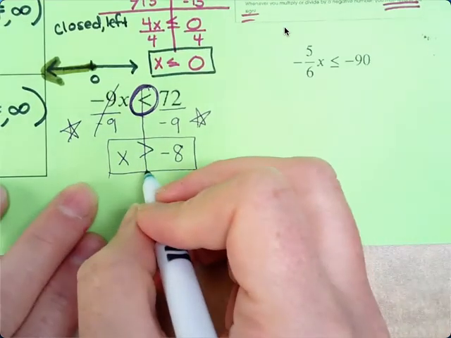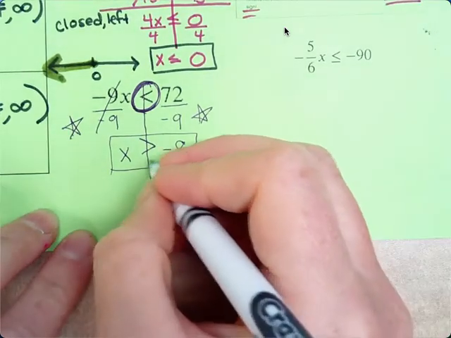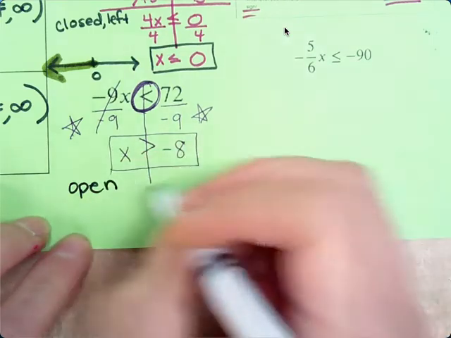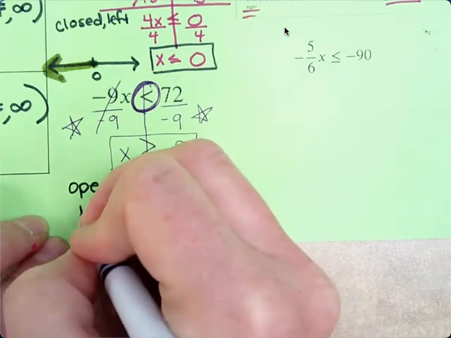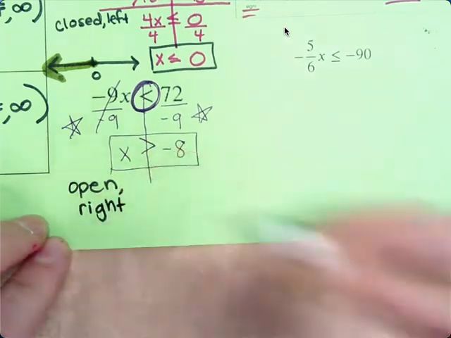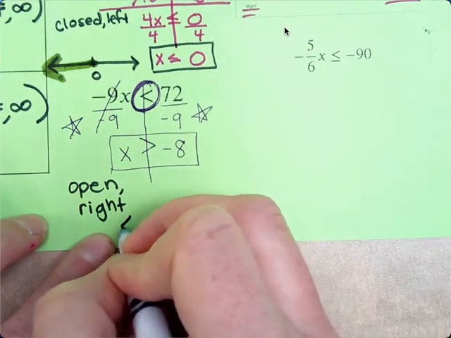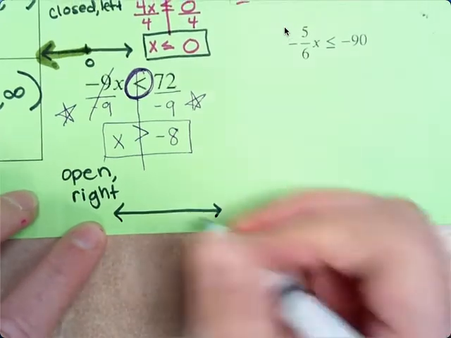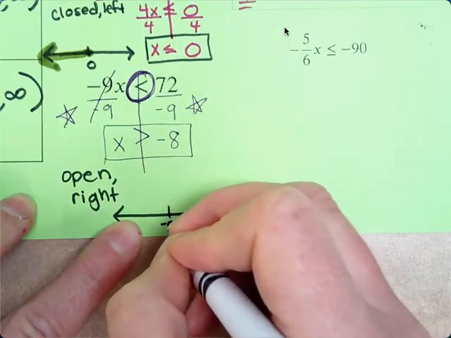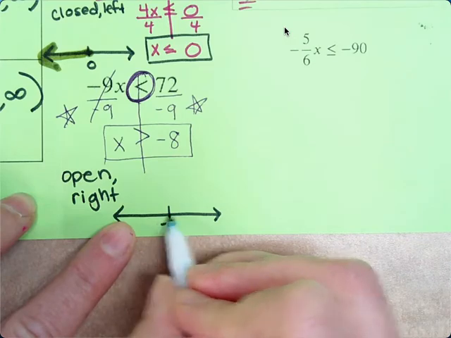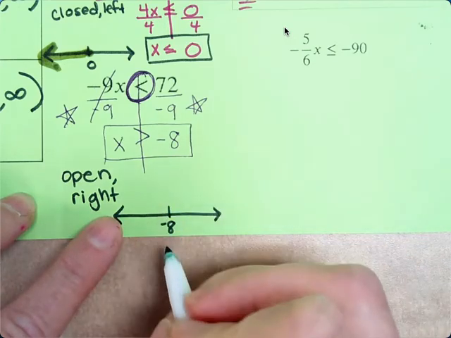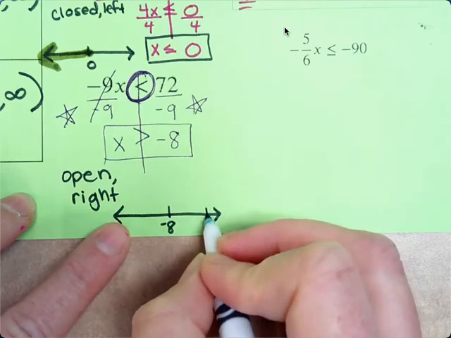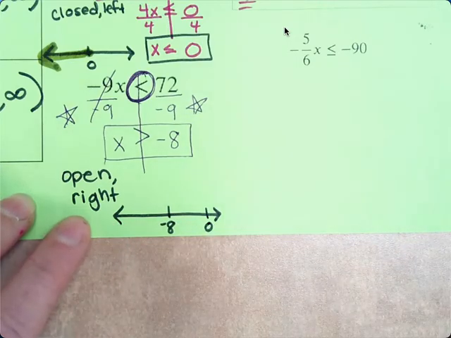So whenever it is graphed, just greater than means it's open. Greater than means we're going to go in the positive direction, so that is right. Let's put -8 in the middle. I need to put another number on here, though. Where would 0 fall? So in front of it. To the right, yeah.